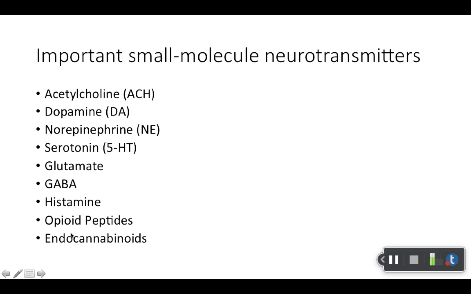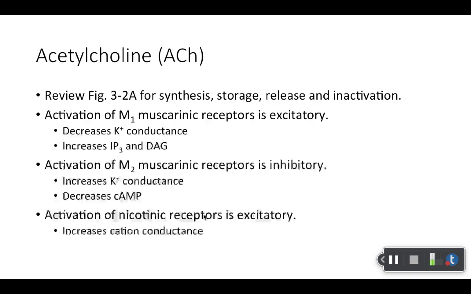Some of these others we've talked about more. The opioids we'll talk about more in other modules, specifically the musculoskeletal one. Histamine we already touched upon a little bit, and then endocannabinoids. Those are endogenous cannabinoids that we have, which we talk about a little bit, but not too much.